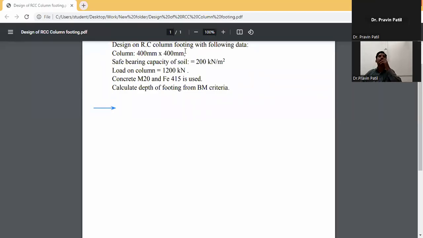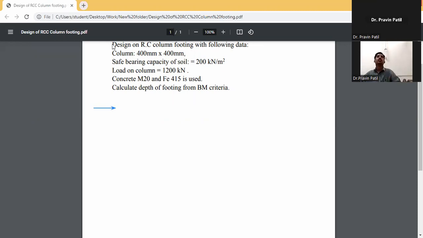Design an RCC column footing with the following data. Column 400 mm by 400 mm. Safe bearing capacity of soil 200 kilonewton per meter square. Load on column is 1200 kilonewton. Concrete M20 and Fe415 steel is used. Calculate depth of footing from the BM criteria.